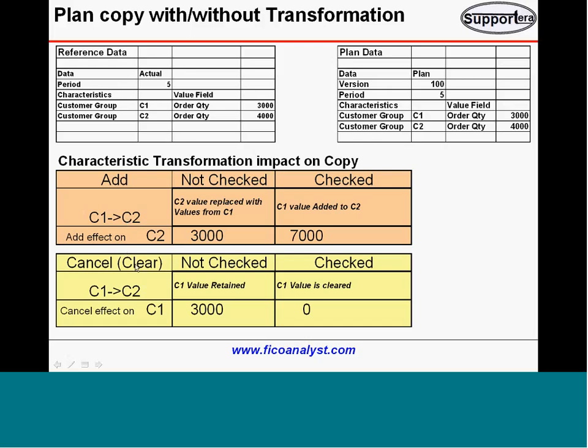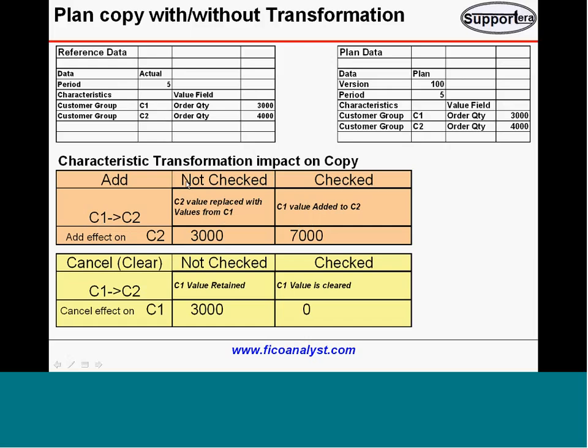And cancel clear is affecting C1, which is value C1 transforming into C2, right? Transformation characteristic, right? So then you are saying, if you tick that add, what it will do is that C2, for example, whatever value was there in C2, how much was there? C2 was 4,000, right? Now that C1 will be added to C2, then the value will become 7,000 for C2, right?